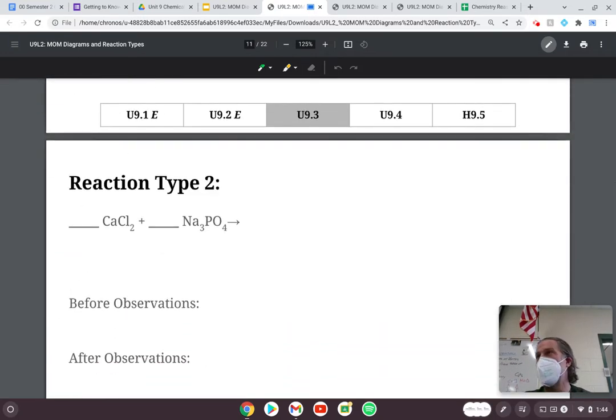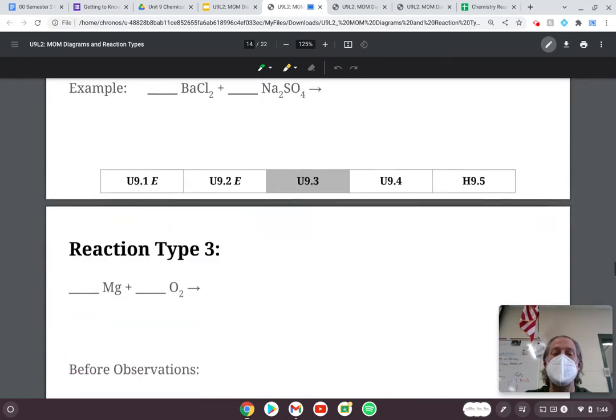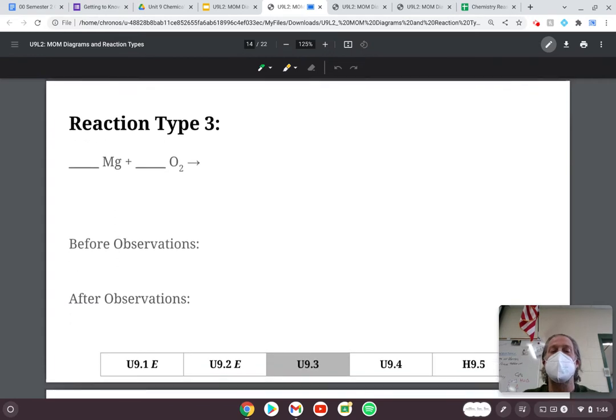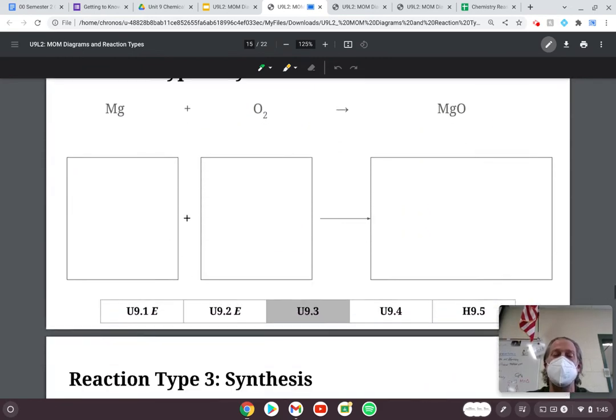Reaction type number 2 was the double replacement reaction. We did that one yesterday. Reaction type number 3 was the synthesis reaction. We did that yesterday, and I also posted filled-in notes and a video for that on Google Classroom as well. So that was your synthesis.